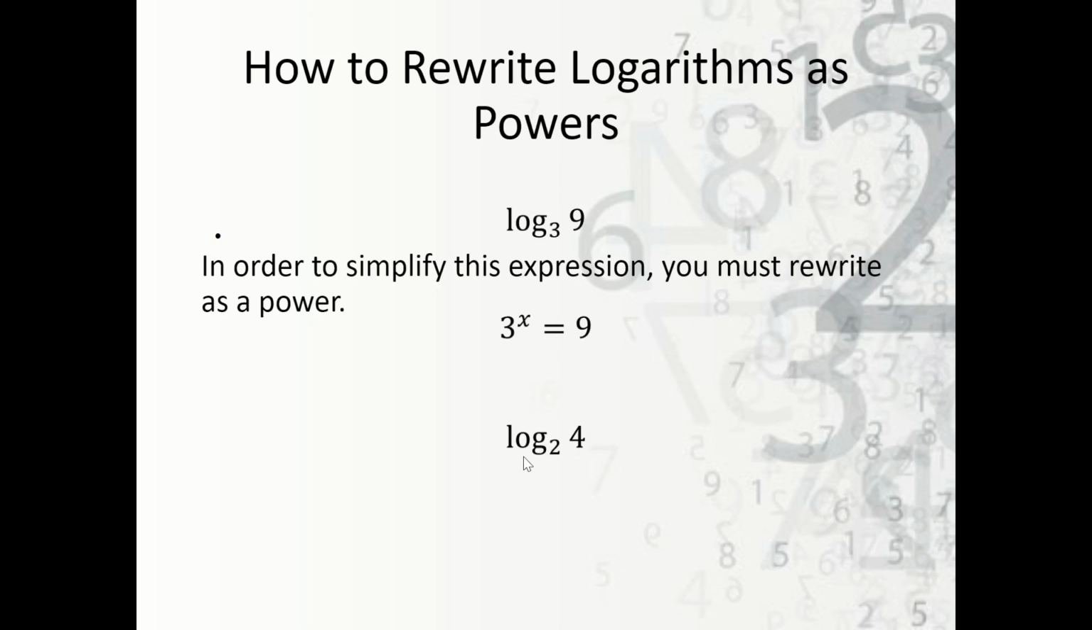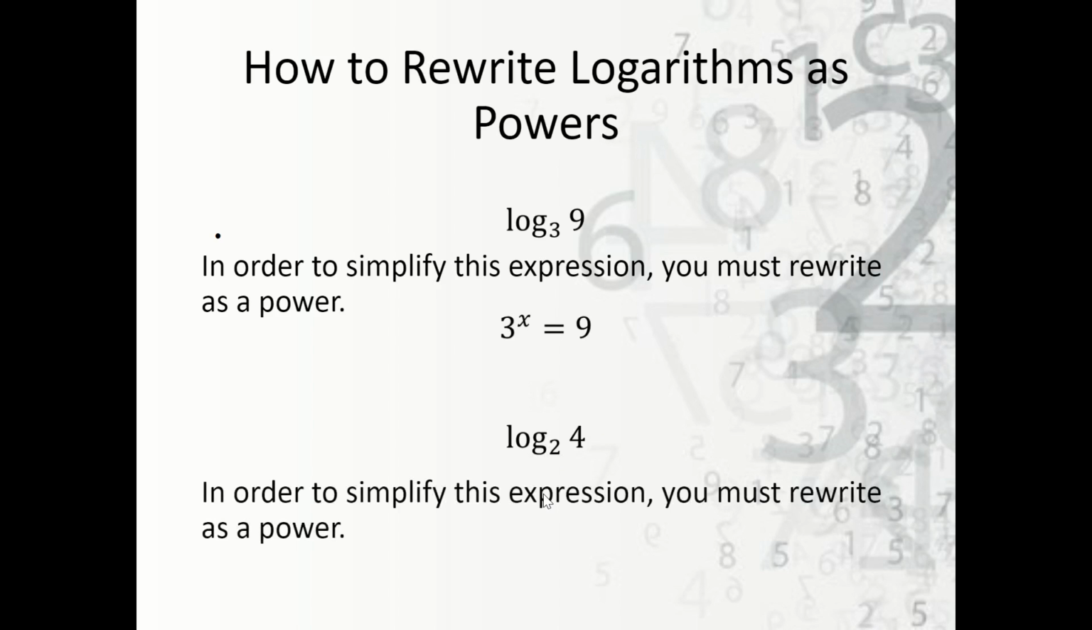Now we have log base 2 of 4. So we need to rewrite that as a power. So really this is saying 2 to some power is equal to 4. So we rewrite that as 2 to the x power is equal to 4. Well, we know that 2 times itself twice equals 4, right? Because 2 times 2 is 4. So x in this case would be 2.